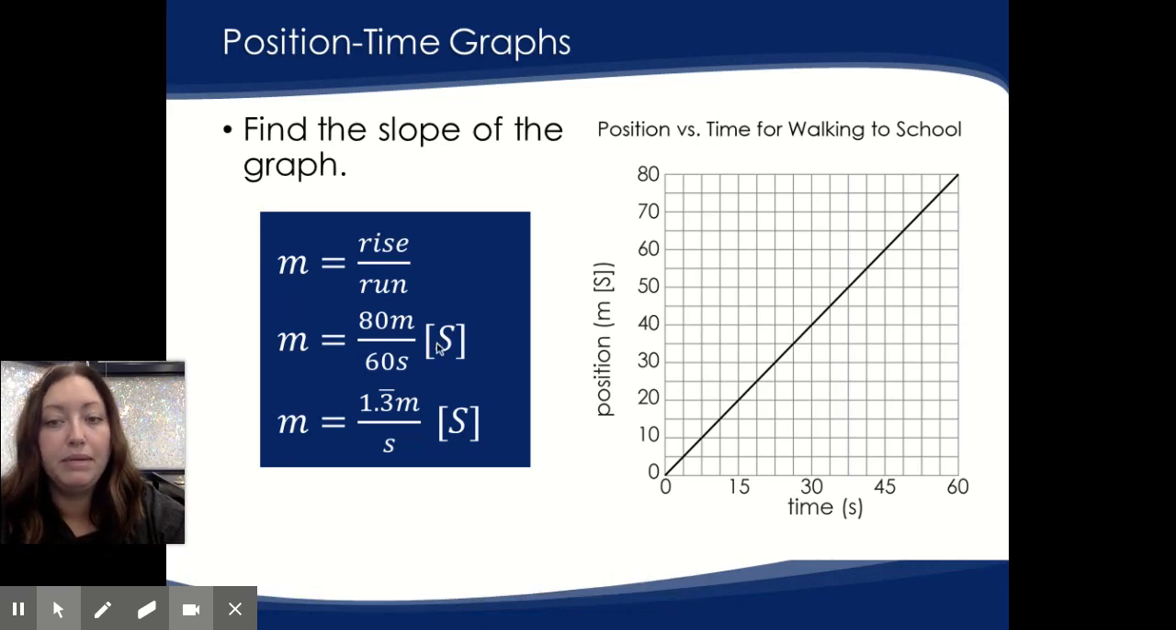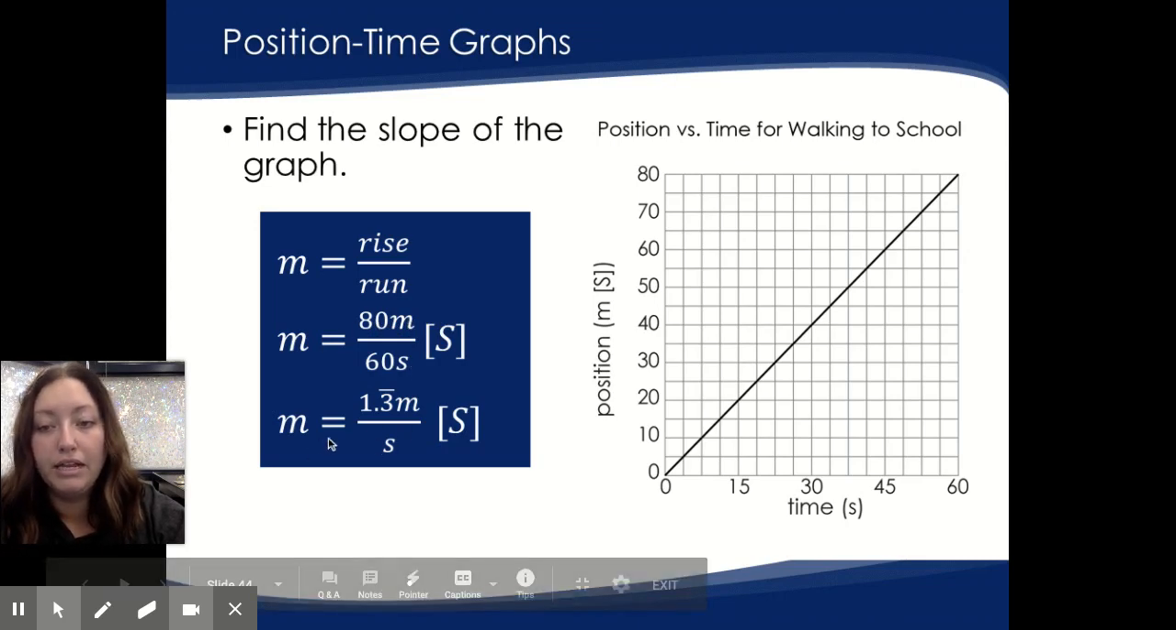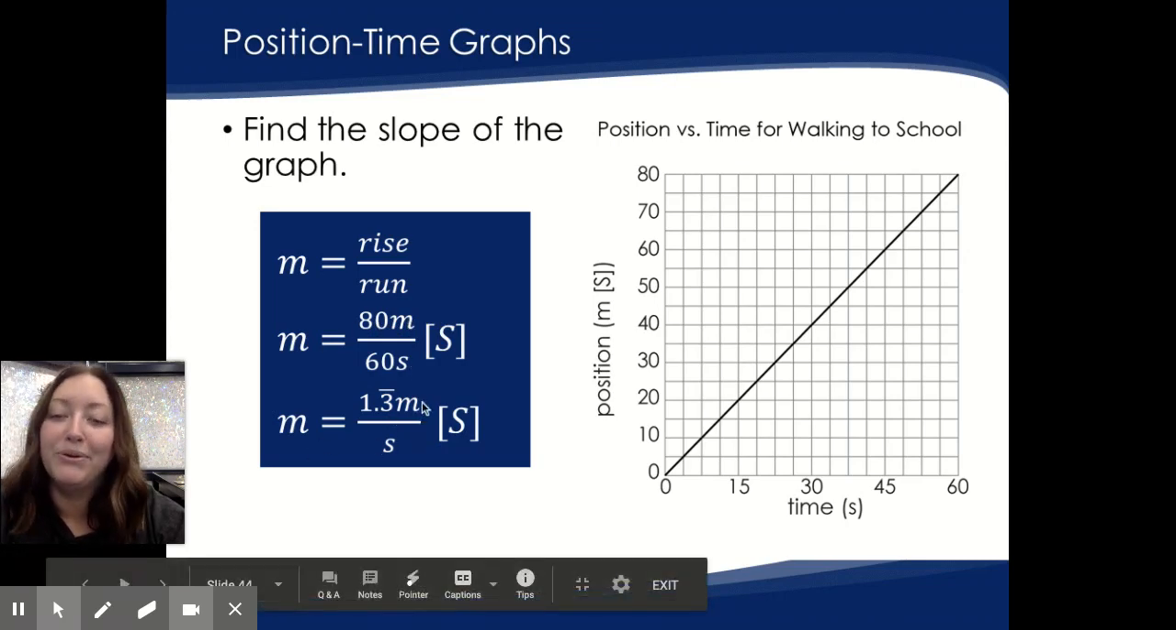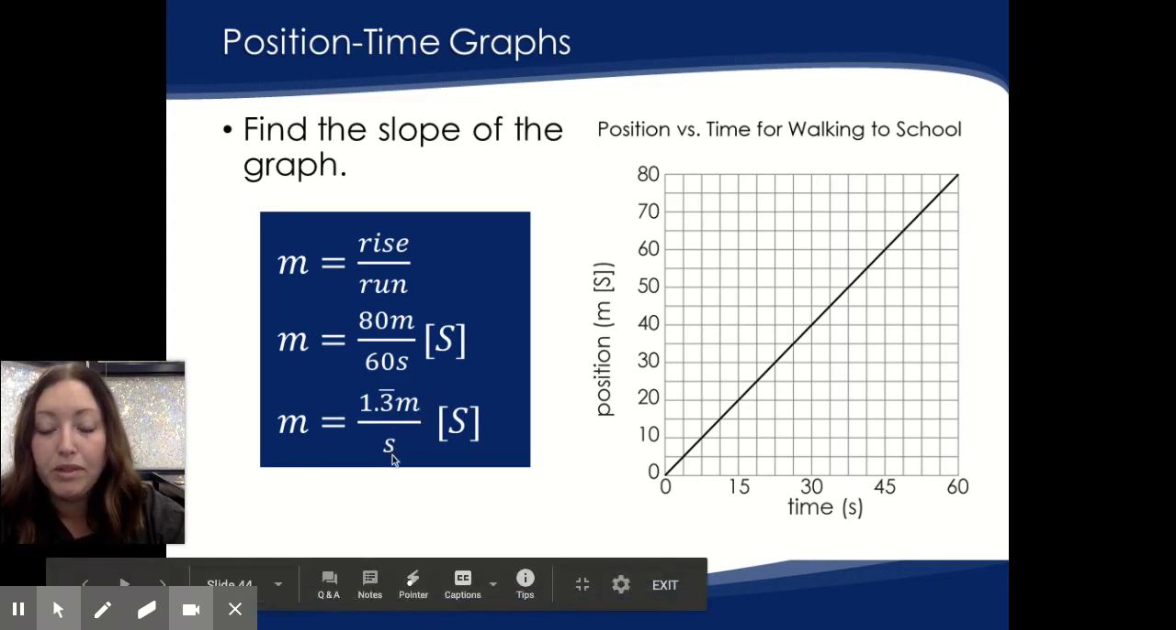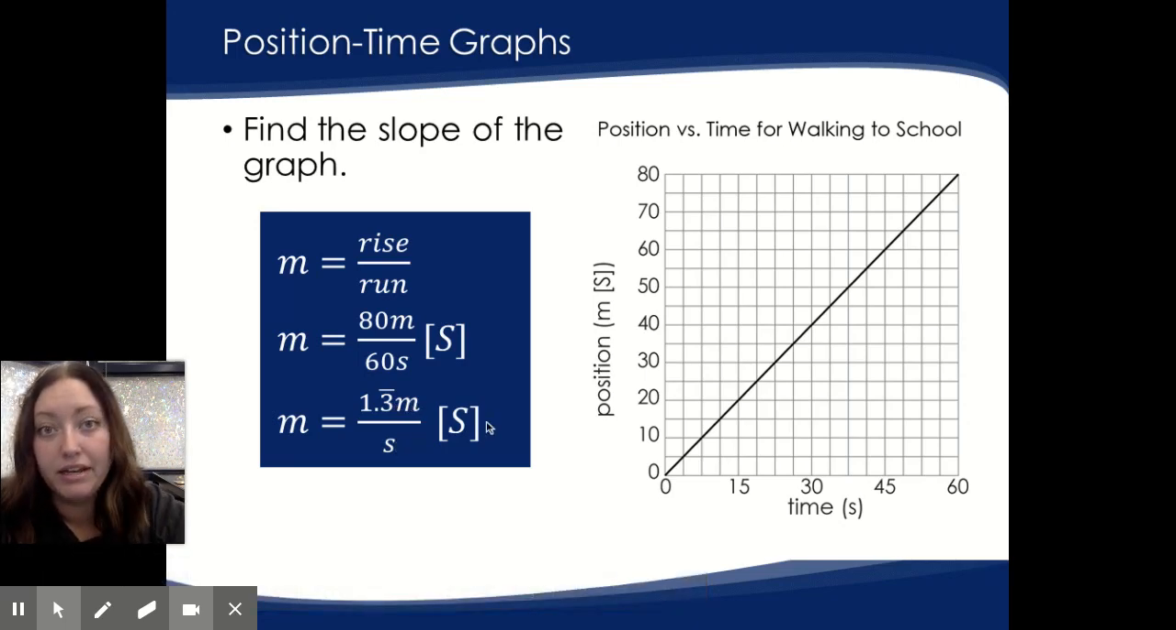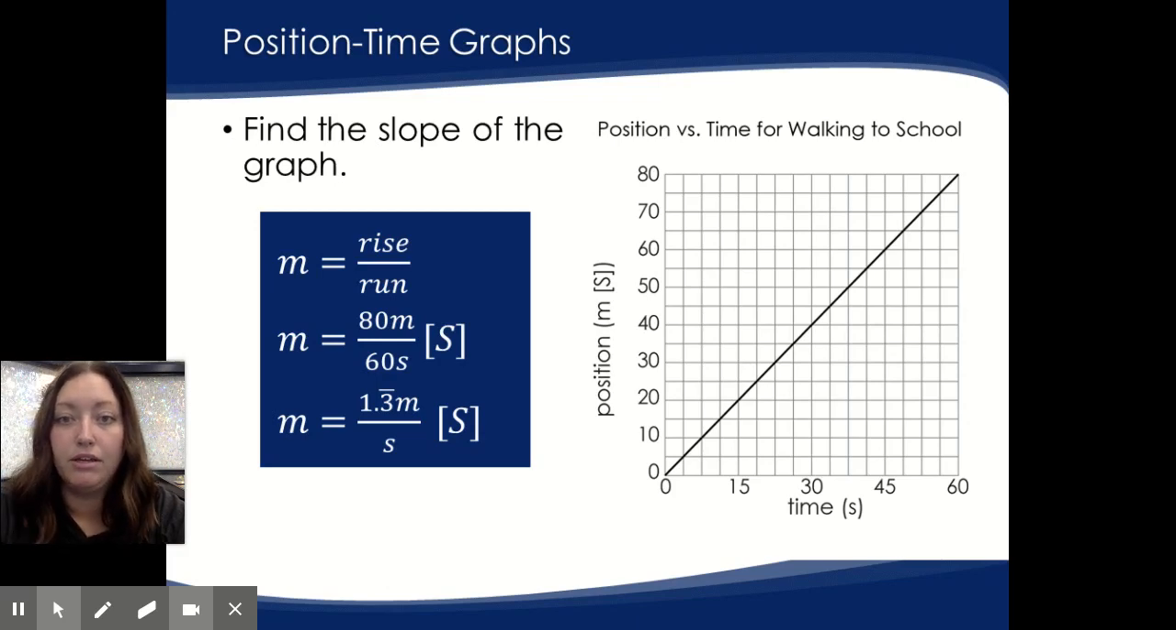So the slope is going to be 80 divided by 60, because this is your rise over your run, and you're going to end up with 1.3. And notice the units, okay? So you have meters per second. Okay, so if you have 1.3 meters per second south, we know that meters per second is our unit for velocity. So meters per second south is telling you an instantaneous speed.